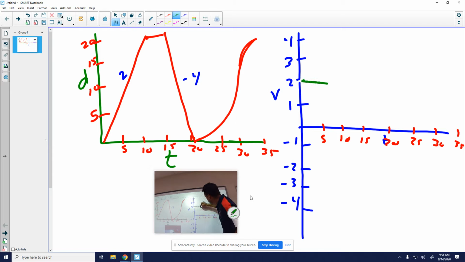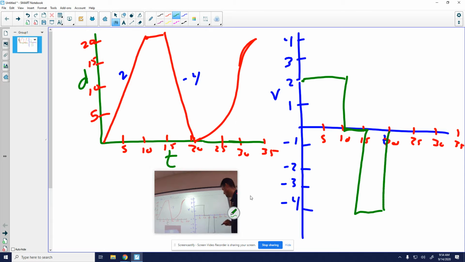Perfect. Kind of. Still very downhill. I don't know what's going on here. Maybe my equilibrium's off today. Okay, now we have 5 seconds at 0 velocity, so I make sure that's exactly at 0. Then we go down to -4 for the next 5 seconds, then back up to 0.